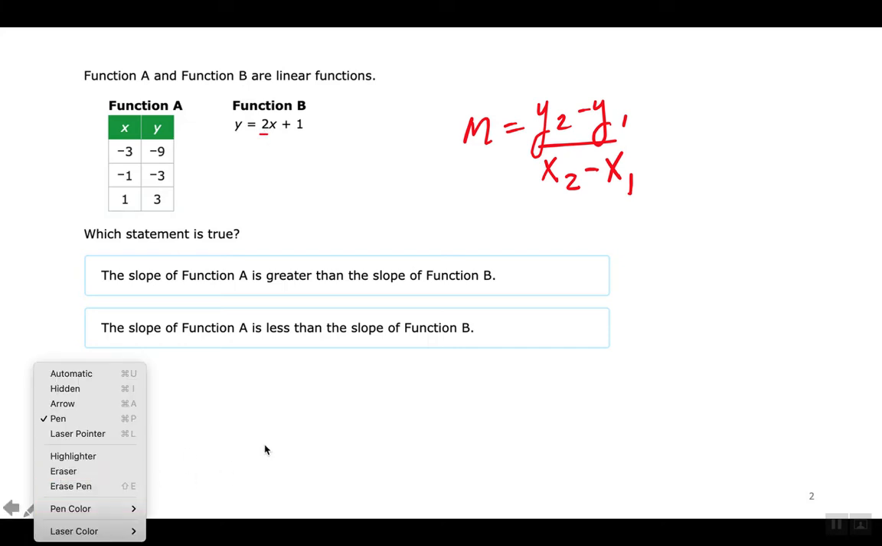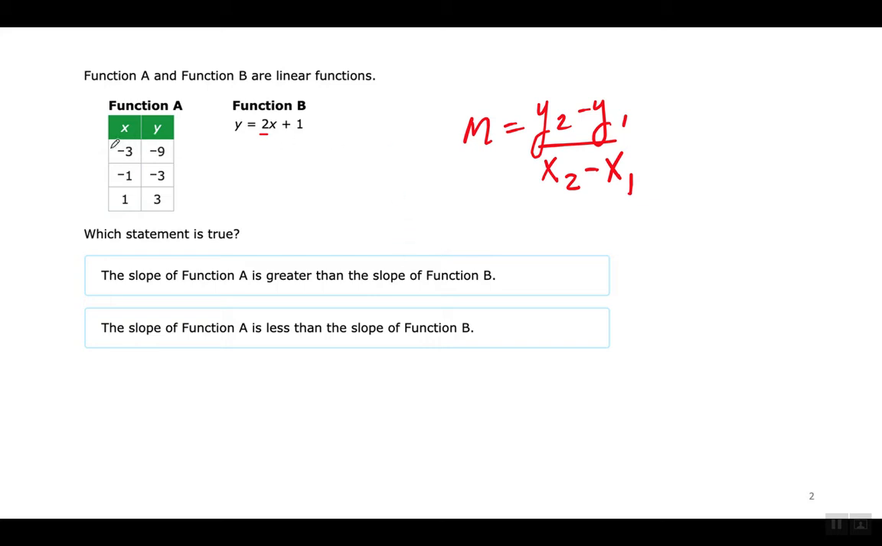Okay, so what am I doing? Remember, you just label two pairs. Let's just use this one, x1, y1, and x2, y2, and substitute. And you could also do it with mental math, right? Because it's always going to be the y minus the y and the x minus the x. The y is going on the top. So on the top, -3 minus -9. And on the bottom, -1 minus -3.